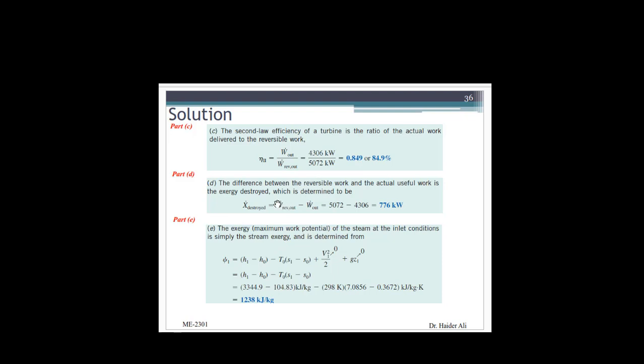Exergy destroyed is basically the difference between the reversible work and the actual work done, which comes out to be 776 kilowatts. The last part is the maximum work potential of the stream. Since it's an open system, we can use this exergy relation, and we have V1 and gz as 0, so we can use the enthalpy and entropy relation only to find xi1, which is the exergy.